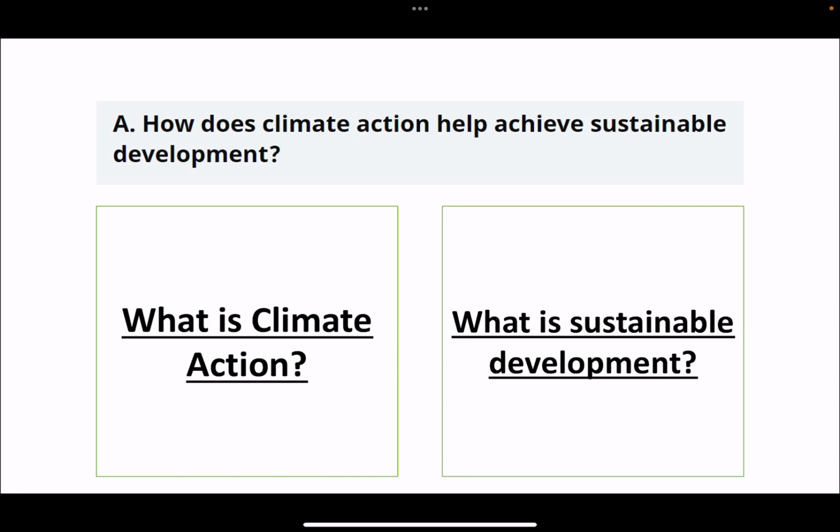So let's begin. Now, how does climate action actually help achieve sustainable development? To answer this, we need to analyze 2 main concepts in this. Number 1, what exactly is sustainable development? Number 2, then what is climate change? So how can that then help you move forward and achieve your ideal and your goal of having sustainable development?